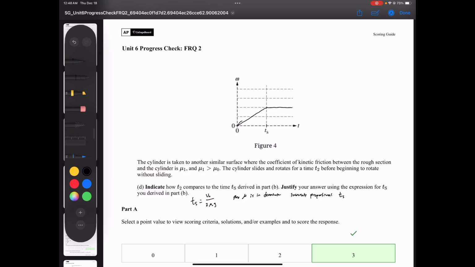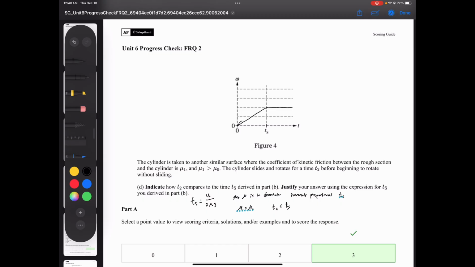So if mu1 is greater than mu naught, then that means that T2 has to be less than Ts. All right, and that's how you approach that one.